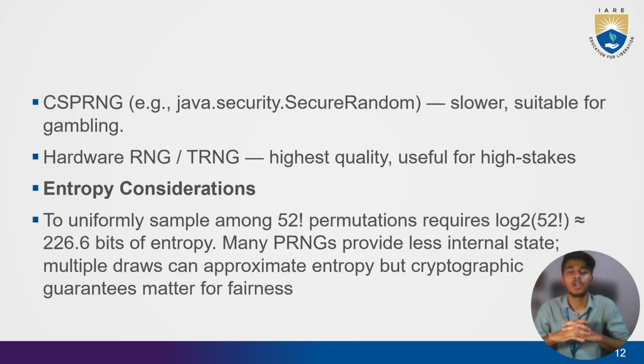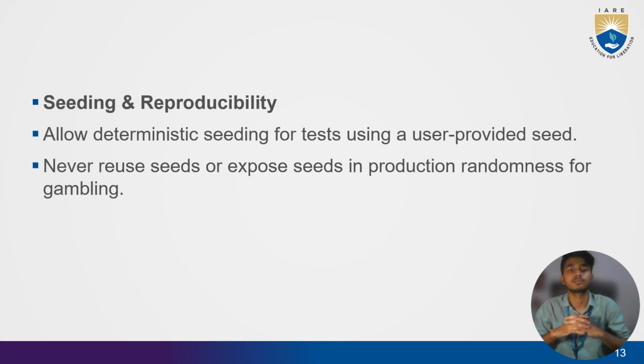Entropy consideration. To sample uniformly among 52 factorial permutations requires log2 of 52 factorial, which is approximately 225.6 bits of entropy. Many PRNGs provide less internal state. Multiple draws can approximate entropy, but cryptographic guarantees matter for fairness. Seeding and reproducibility: allow deterministic seeding for tests using a user-provided seed. Never reuse a seed or expose a seed in production randomness for gambling.